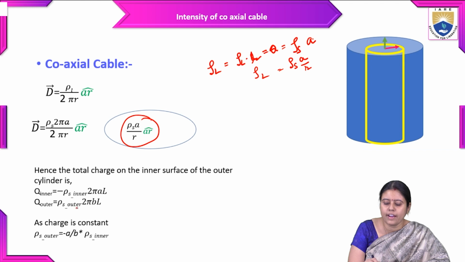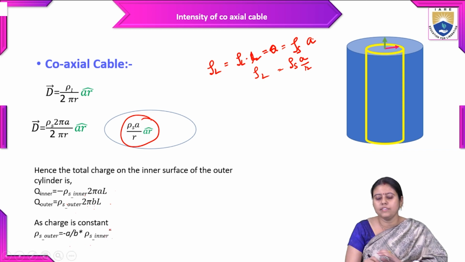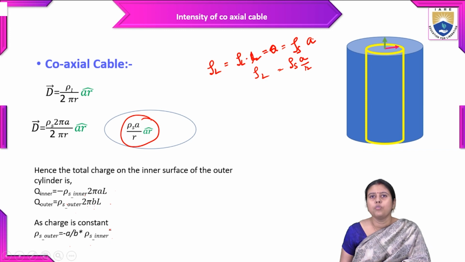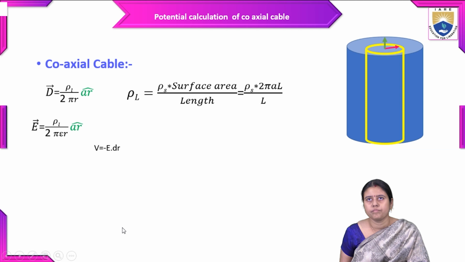So we can write Q inner is equal to rho S 2 pi AL, and Q outer is equal to rho S 2 pi BL. So what is the rho S? Rho S is equal to A by B into rho S inner. If I divide these two, we will get rho S for the inner.